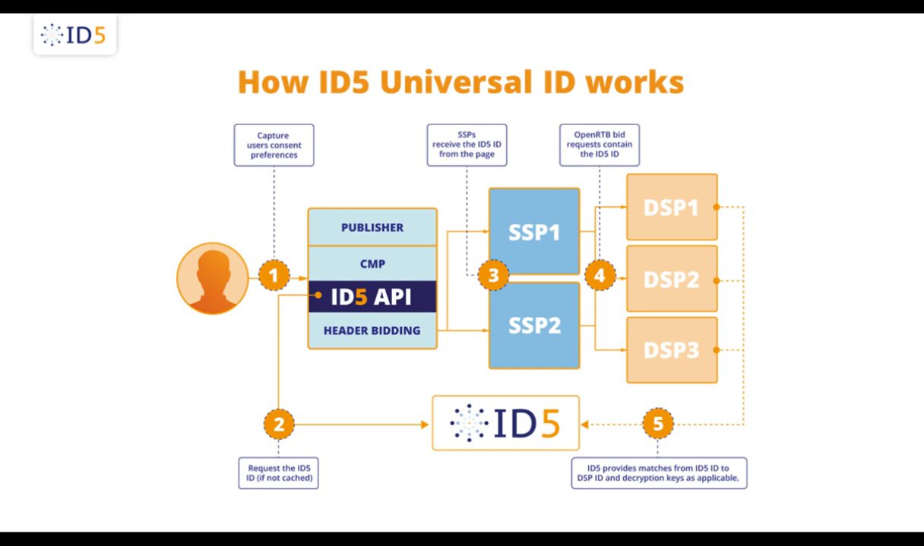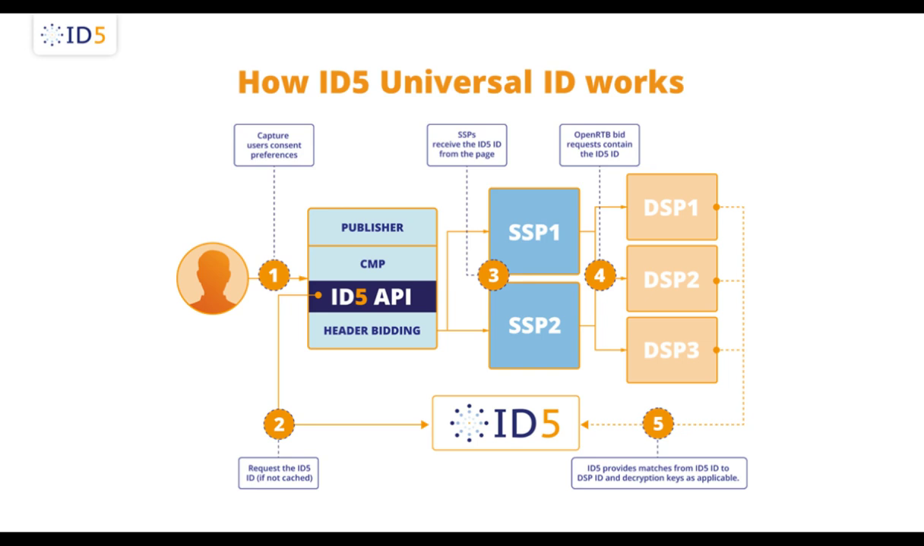This could be an API that the publisher installs. It can be pre-bid, whatever is on page is managing the interaction with ID5. So a call is made to ID5 along with the consent string and other signals that we need from the page, and we return back an ID. If this is a brand new user, we'll generate a new ID at that time.